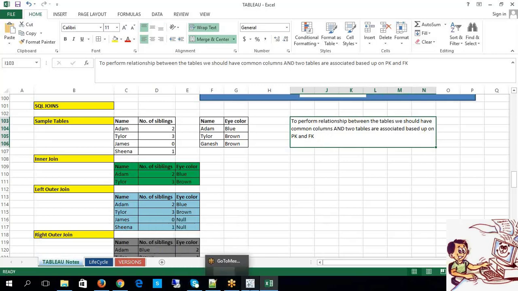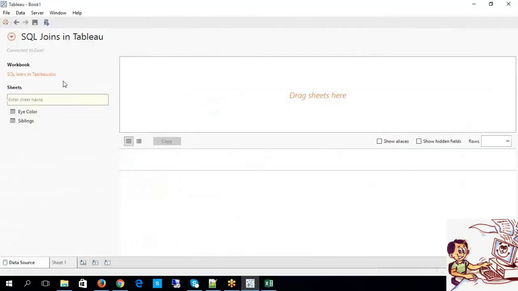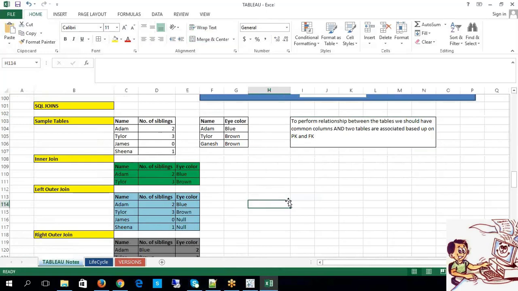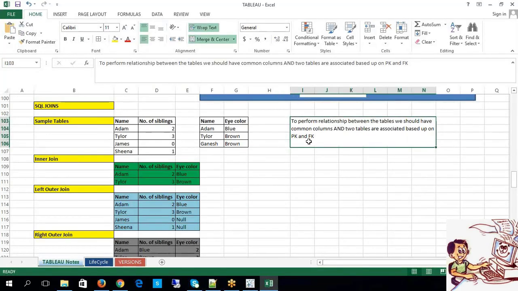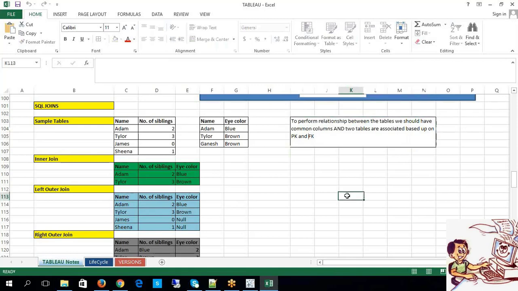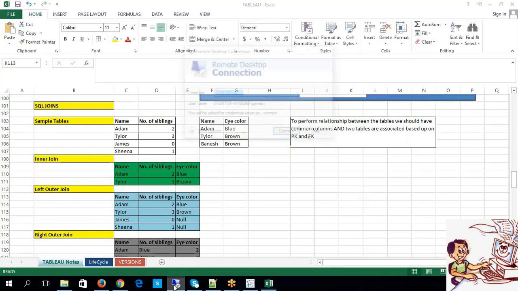Don't care whether the source data is coming from Excel or Oracle or Teradata or SQL Server, irrespective of the case. If it is Excel, that's fine. But imagine what if I have an RDBMS database? Then definitely what you have is primary key and foreign key. Now look at this.